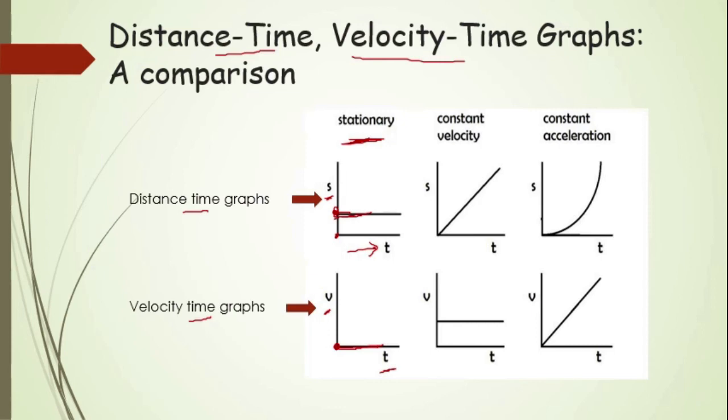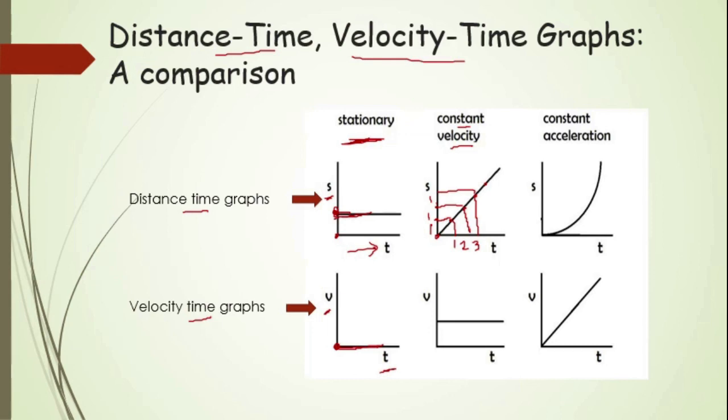Now look at how the graph is going to look when the object is moving with a constant velocity. In a distance time graph, since the object is moving at a constant velocity, the distance from the reference point is going to go on increasing. It is going to travel forward. It is going to travel equal distances in equal time intervals, right? Because the velocity is a constant. So at equal times, 1, 2, 3 seconds, etc., it's going to travel equal distances. So this graph is a straight line in a distance time graph.